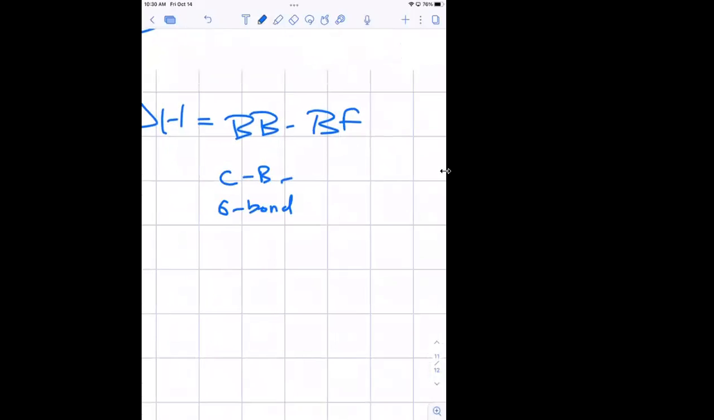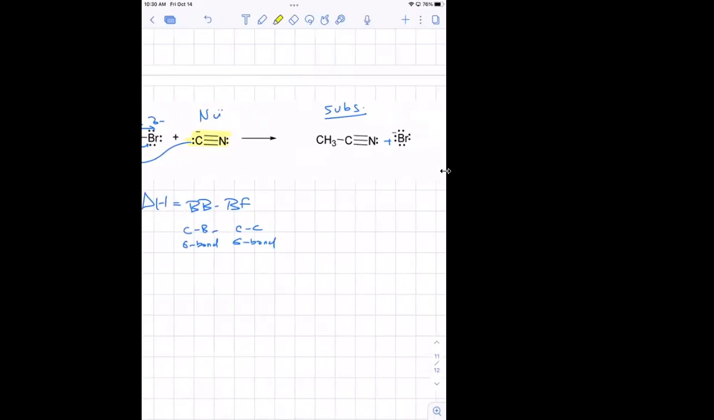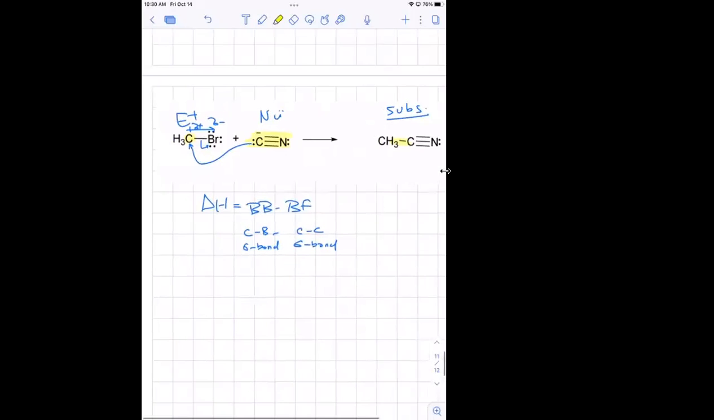Broke that, and then we made a C-C sigma bond. Is that right? This is the bond that we made right here. This is the bond that we broke. We broke the carbon-bromine bond, and we made a carbon-carbon sigma bond.